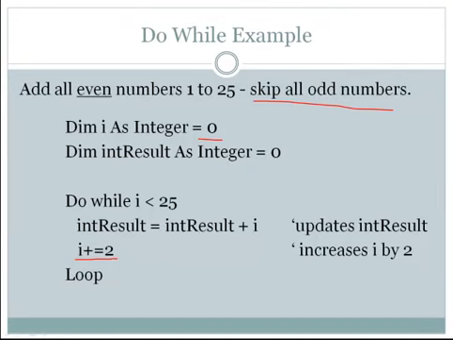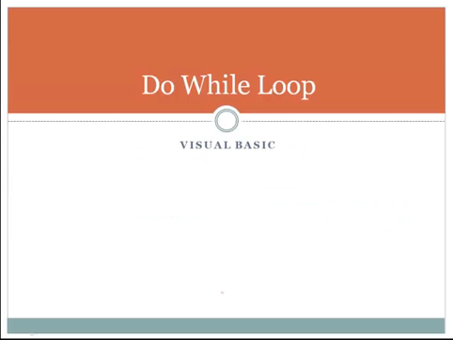So with this, you can see where it's going to check that condition each time it goes through the loop. If I had not been less than 25, it never would have executed the int result or the I plus equals 2 statement. That is a do while loop.